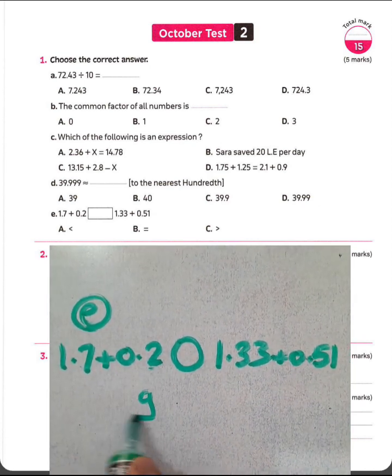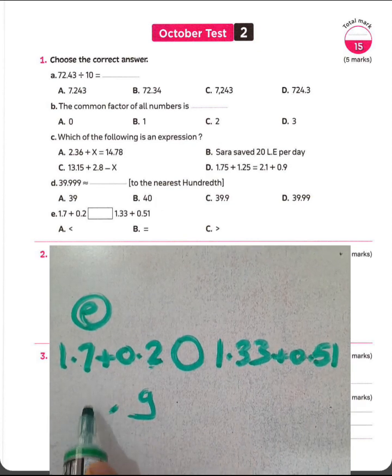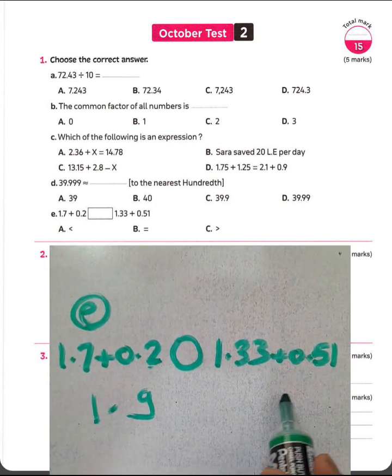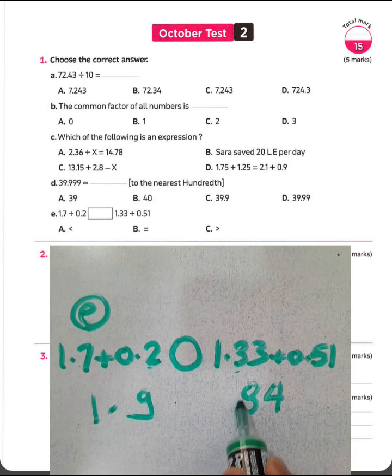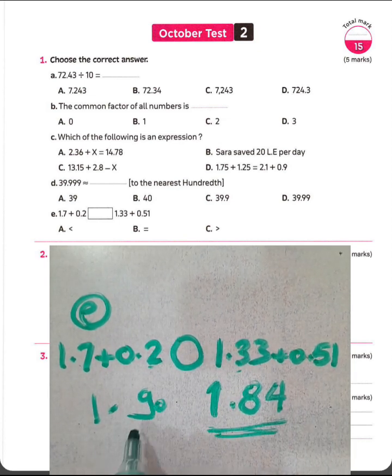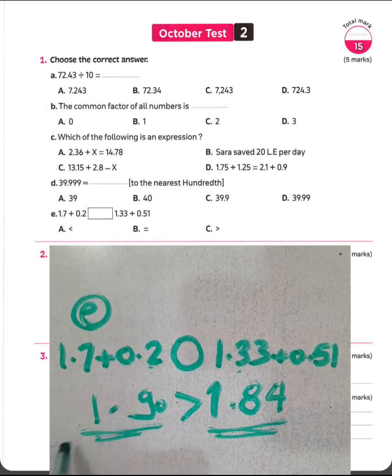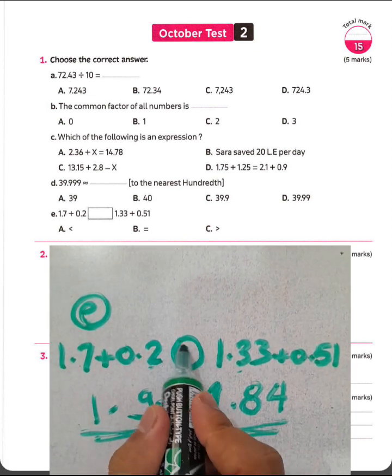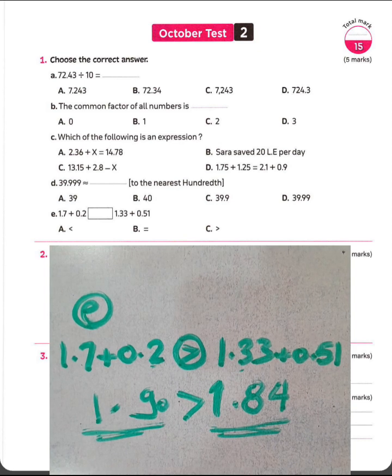7 plus 2 equals 9. 1 plus 0 equals 1. 3 plus 1 equals 4, 3 plus 5 equals 8, 1 plus 0 equals 1. You can combine the two numbers, put 0 here. This number will be greater than 1.90, greater than this number. Okay, letter E, choose this sign. Now it could show letter E, choose letter C.